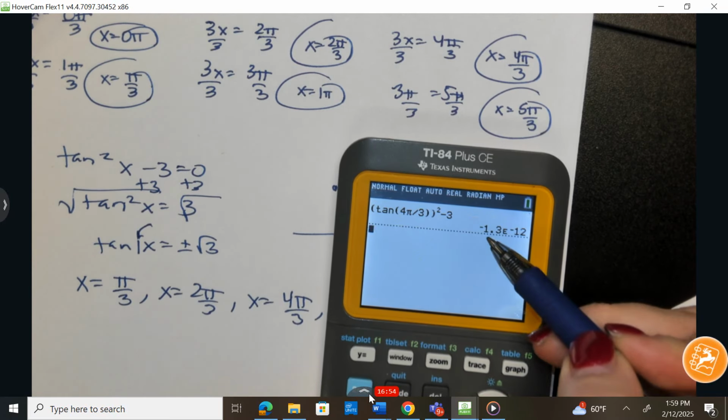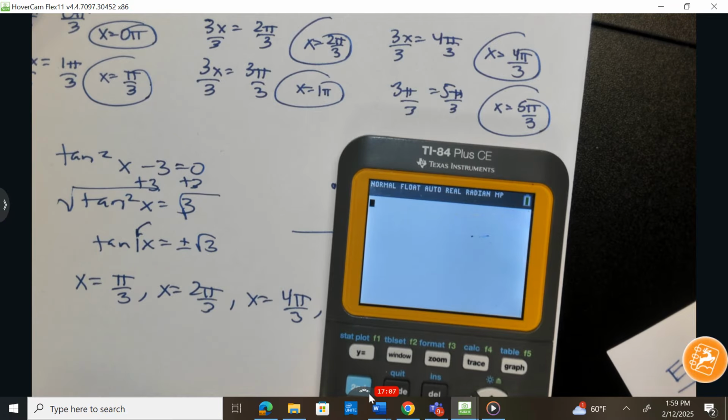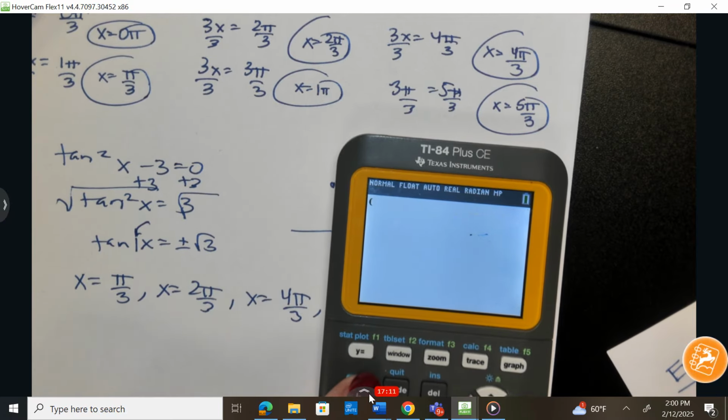If I take this and I move it to the left 12 places, it's ultimately equivalent to 0. Let's try a different one. We have tangent of, and I need to use that parenthesis, of 2 pi divided by 3. Tangent of 2 pi divided by 3. I want to square it, and then I want to subtract 3, and we can get the exact same thing of 0.